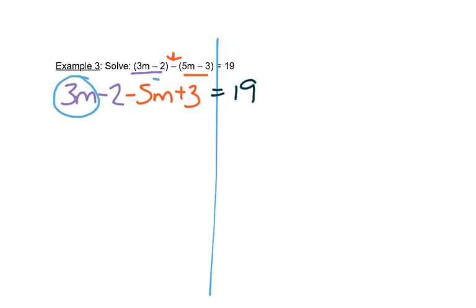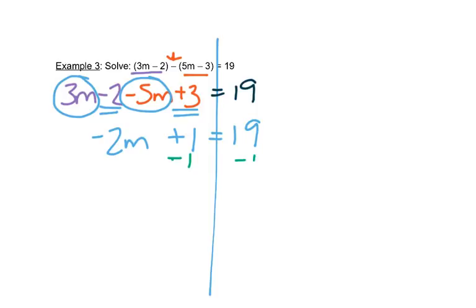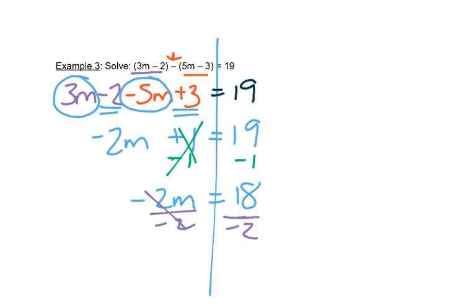So 3m minus 5m is negative 2m. Negative 2 plus 3 is a positive 1 equals 19. So now I can subtract 1 from both sides. So I get negative 2m is equal to 18. And then divide both sides by negative 2. And I get m is equal to negative 9.